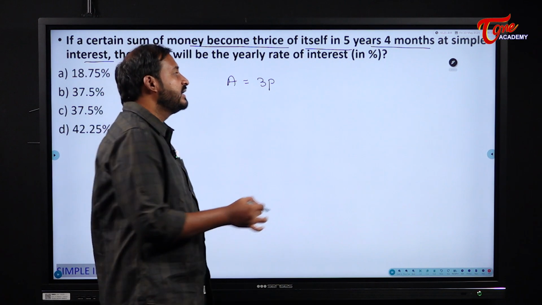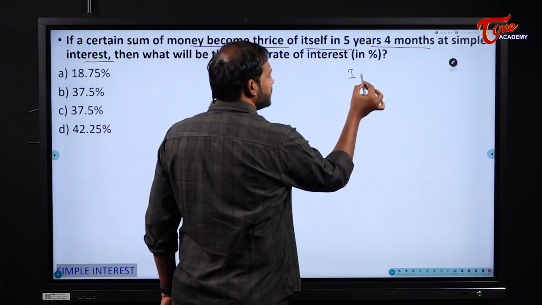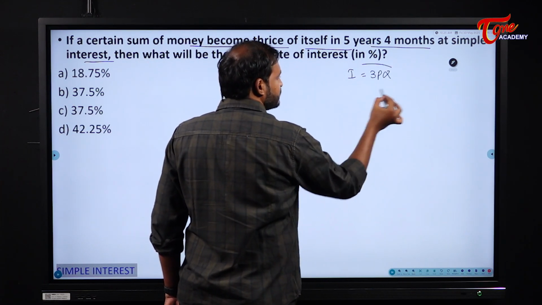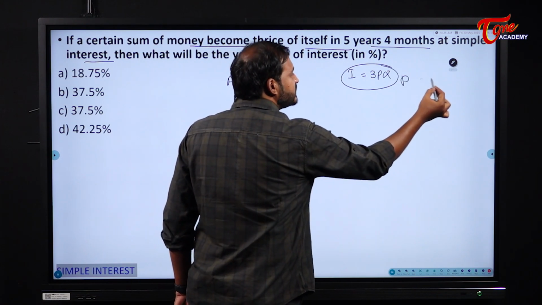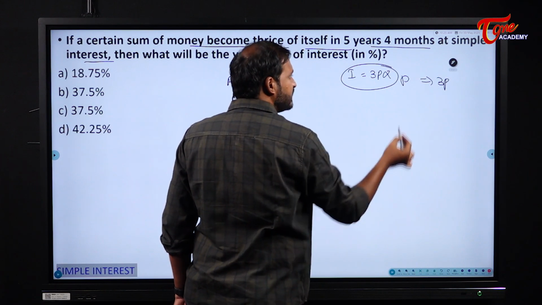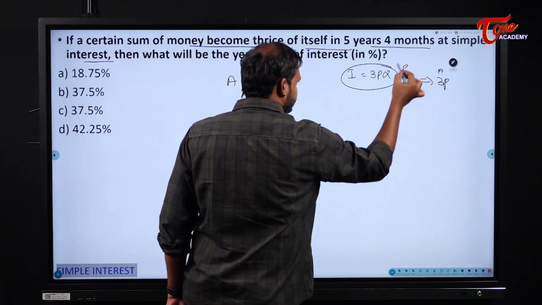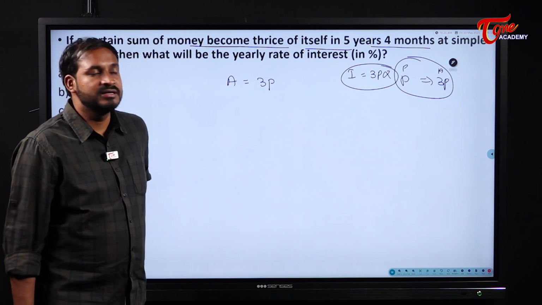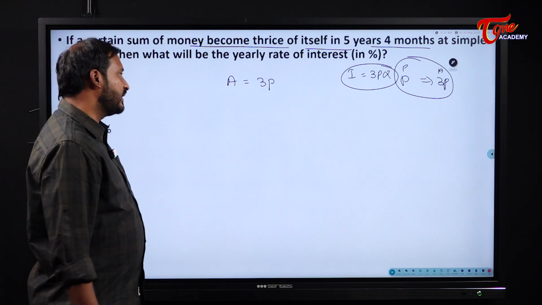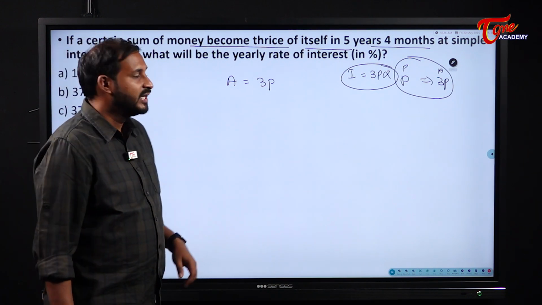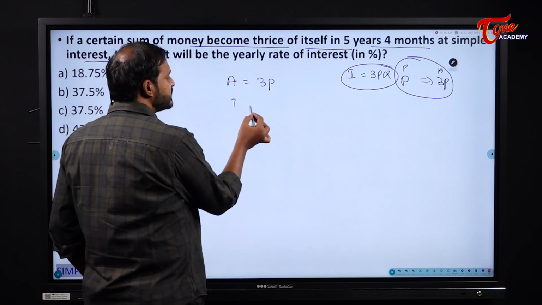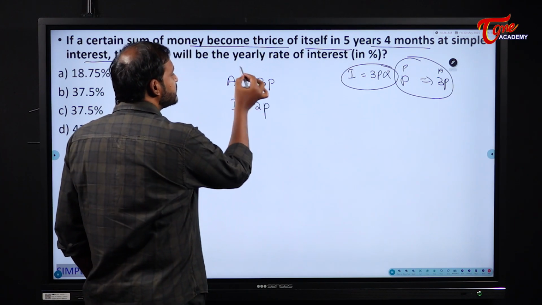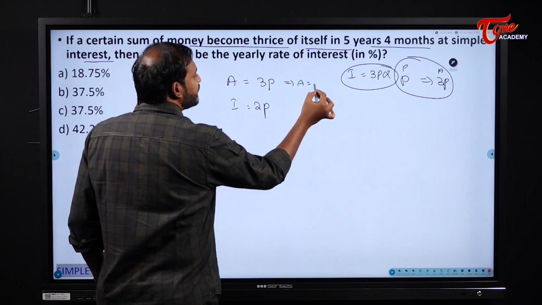Please be careful. Here few students may mistake this one as taking interest as a 3p. That is wrong perception. P value is becoming how much? 3p. That means this is a principal and this is amount. Okay. A certain sum of money becomes thrice of itself in 5 years 4 months. Okay. Duration. Amount is here how much? 3p. If amount is 3p, tell me what is interest here? Interest will become 2p. Why? Because amount is what? Principal plus interest.